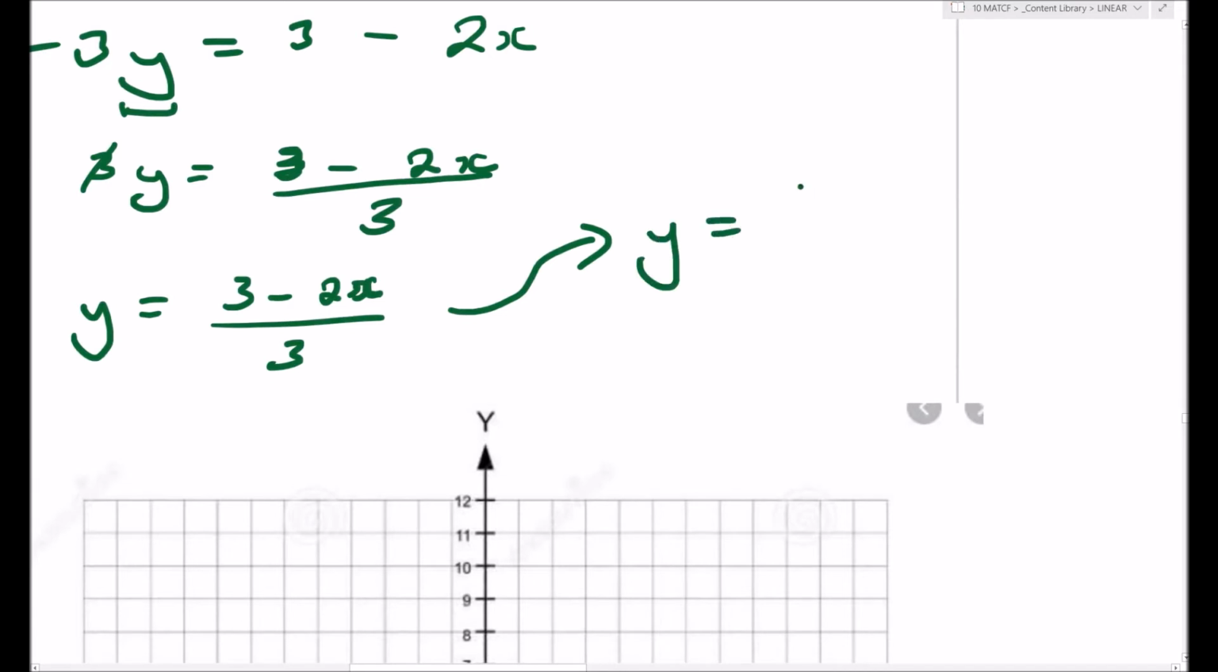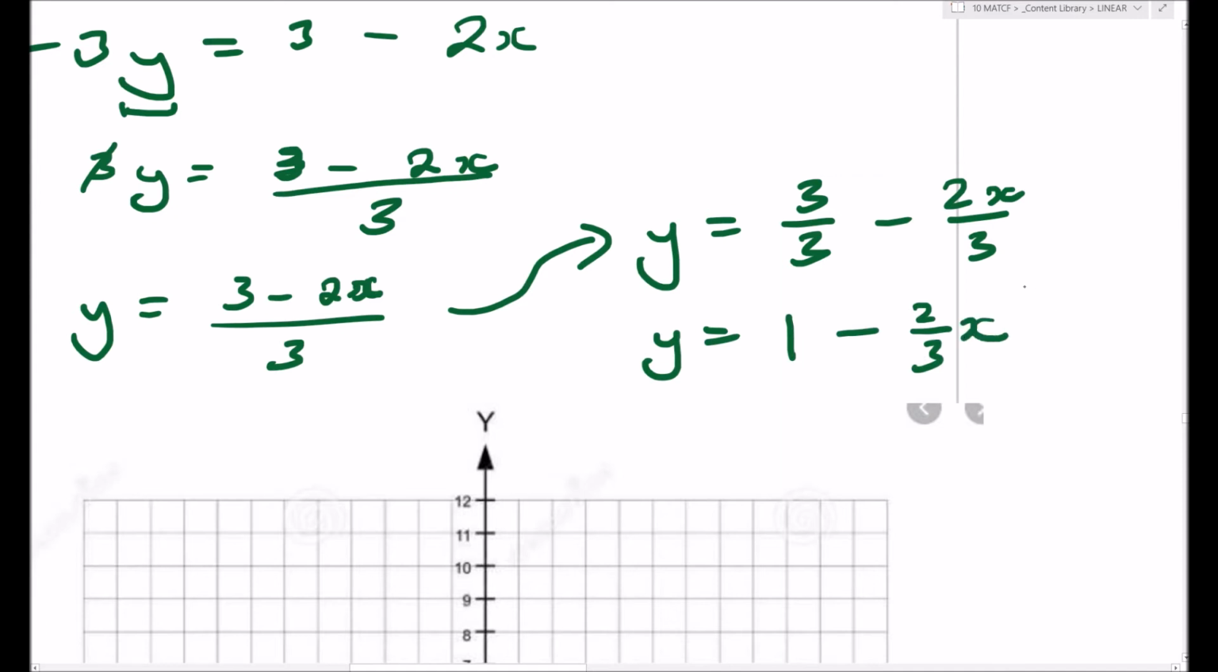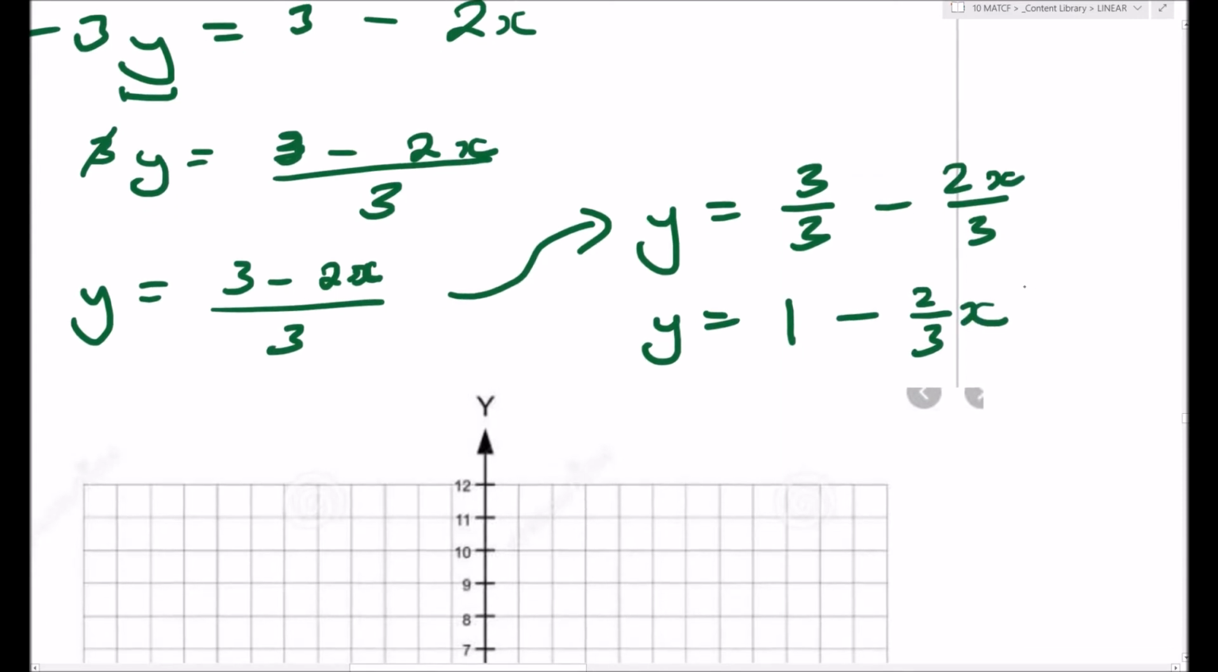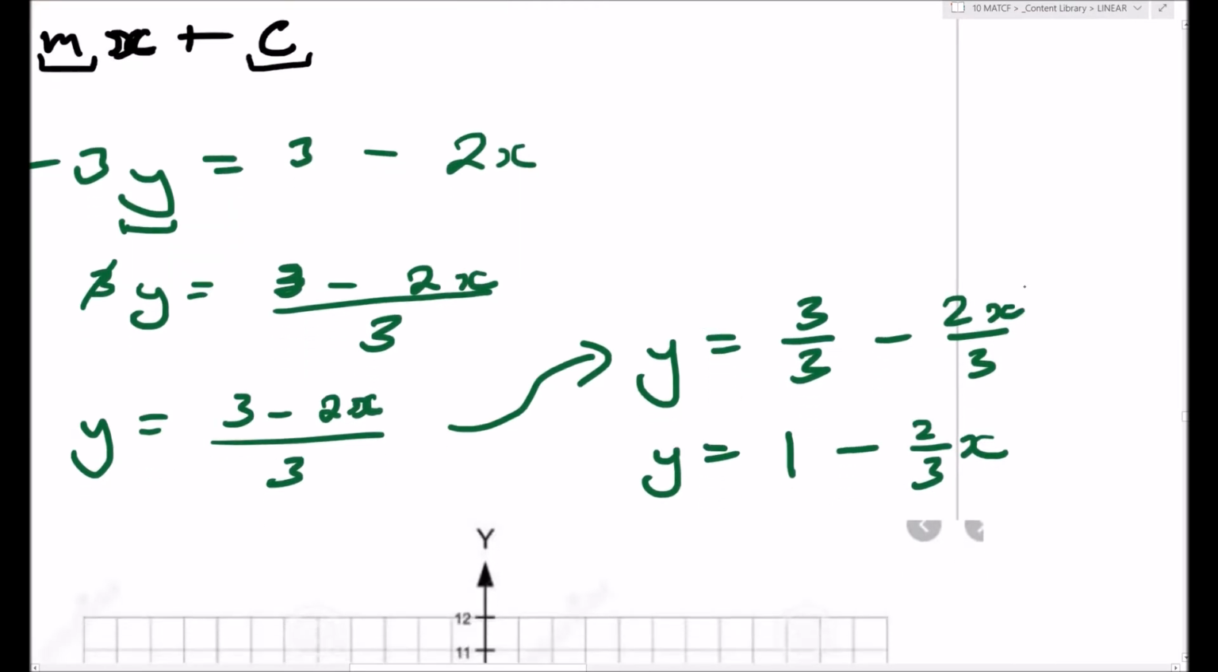Y equals 3 over 3 minus 2x over 3. Okay, because what this is saying is all of this divided by 3. So if you just split it up, it actually looks like this. All right, and now if you have a look, I can just simplify this. 3 over 3 becomes 1, and -2 over 3x stays as -2 over 3x. Now the interesting thing here is now it's in the form of y equals mx plus c.